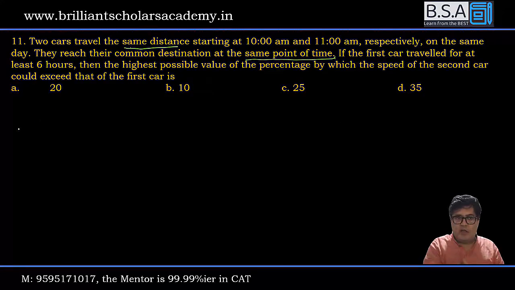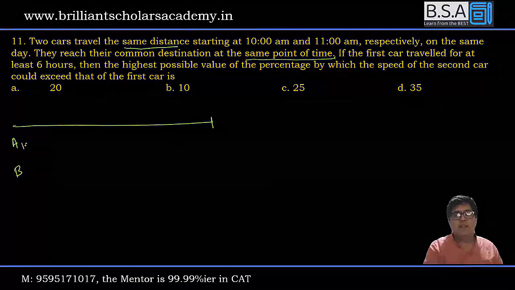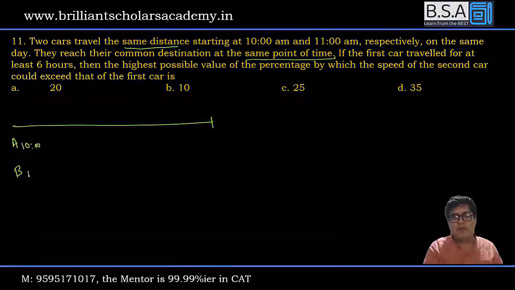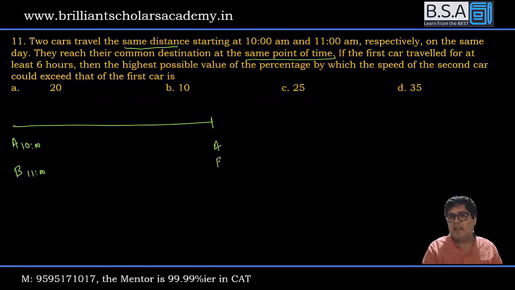So if I draw a line, this is the distance the cars are traveling. Let us say car 1 is A and car 2 is B. This one starts at 10 o'clock. This one starts at 11 o'clock. And they reach here together. Whatever the time is T, they both reach here together. That means the second car gets 1 less hour of journey time.